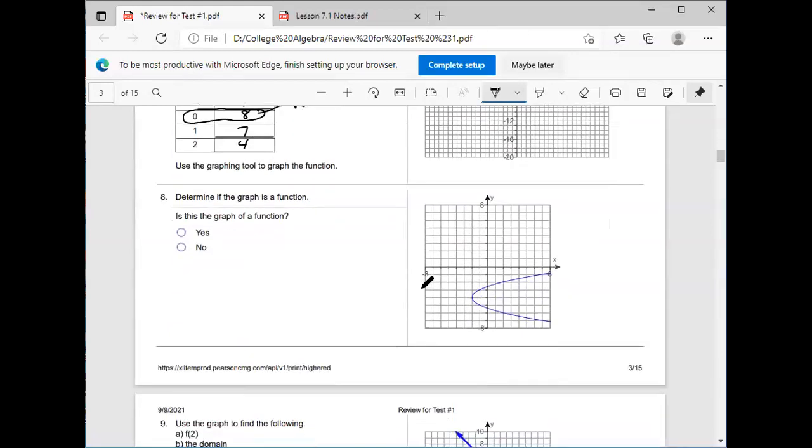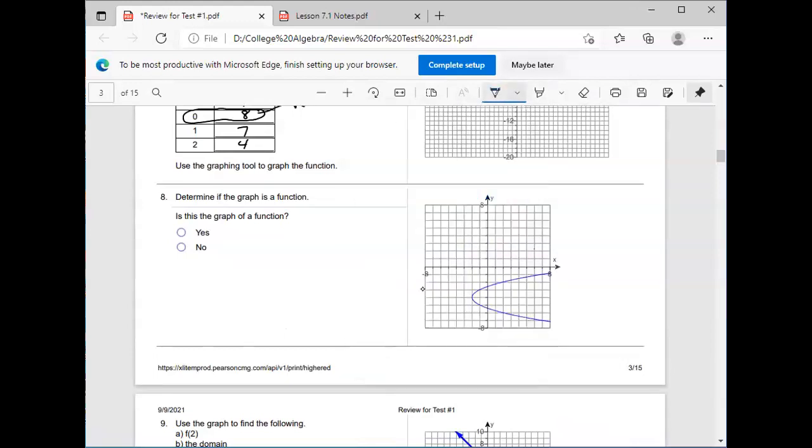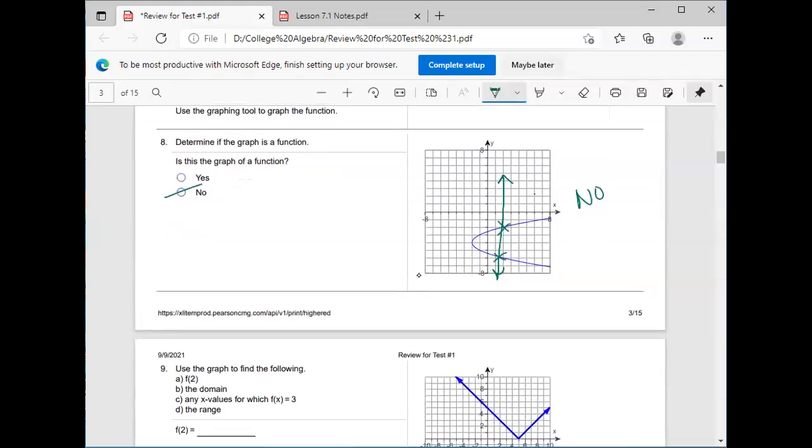Number 8, is this a function? Because you use the vertical line test, right? No, it's not a function. Because when you draw a vertical line, it can't touch it more than once. And so this one would actually touch it twice. So this is no, it's not a function. Okay. If it touches it more than once, it's not a function. If you don't know that, you might want to jot that down.